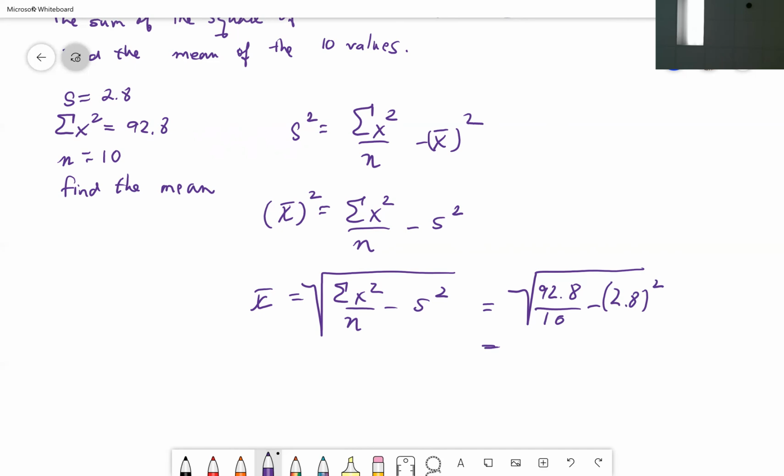So we have 92.8 divided by 10 minus 2.8, but raised to the second. I get that this is 1.44 when I do the math. And when I square root that answer, I get 1.2. So now I know my x bar is 1.2. And you're done.